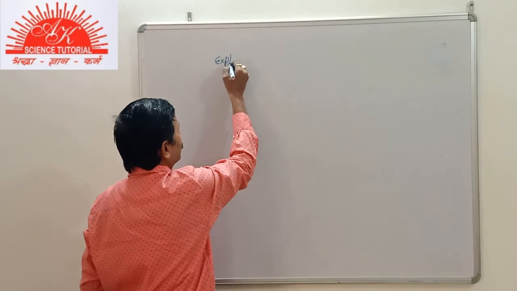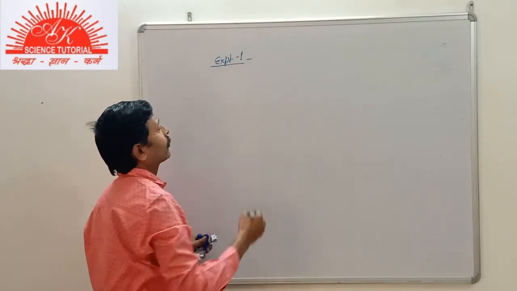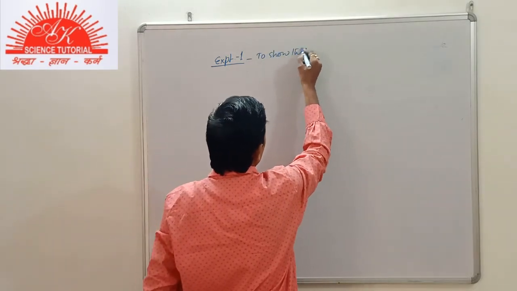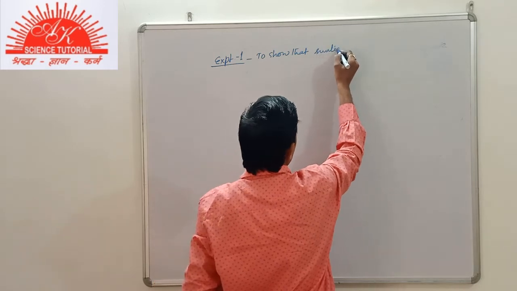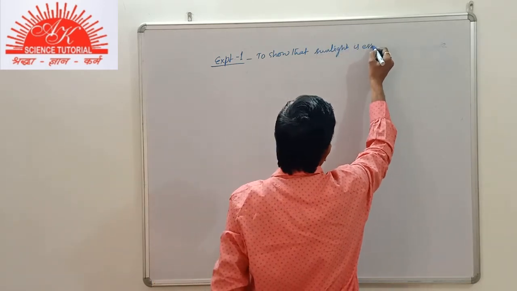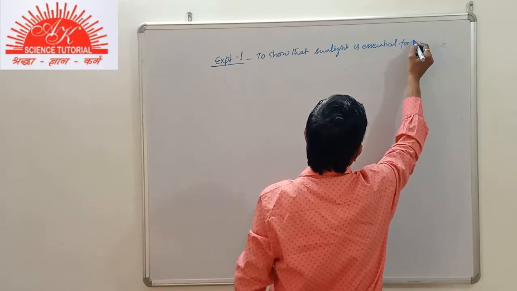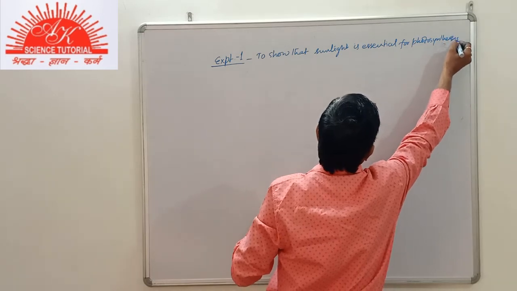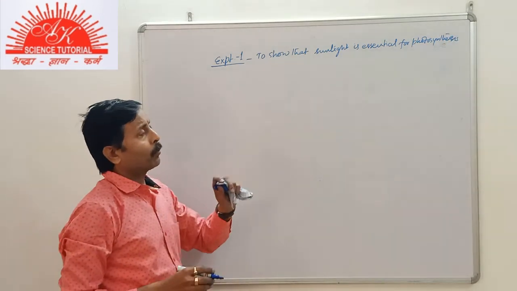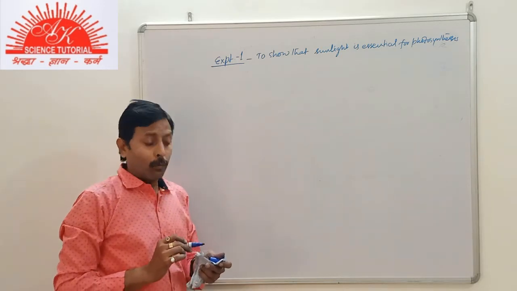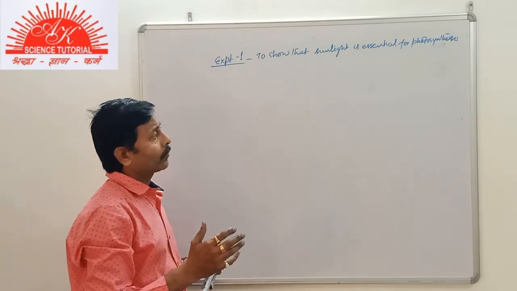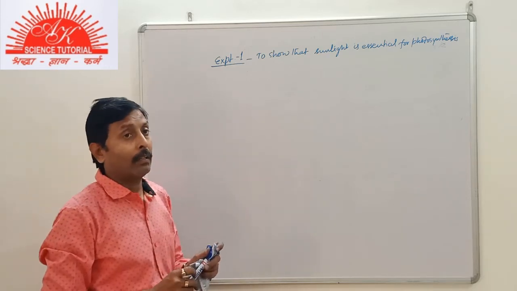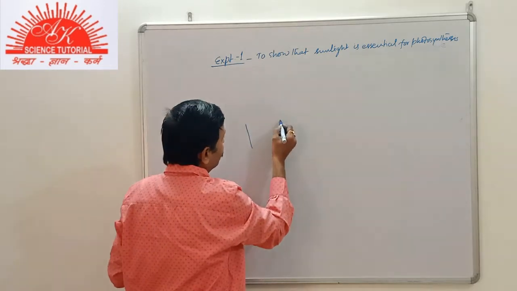First experiment, experiment 1. To show that sunlight is essential for photosynthesis. Now you see, students, again that the steps will be taken in a similar way. That is, we will take a well-watered potted plant as a first step. It will be kept in darkness for 2 to 3 days, and then we will arrange the setup.